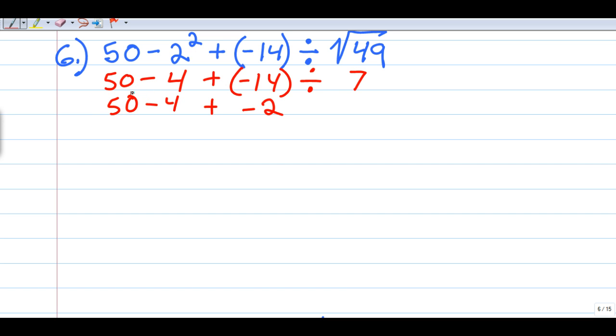Carrying on, now we're ready for the final step 4, addition, subtraction, left to right. We have a 50 minus a 4, giving us 46, carrying down the plus negative 2. Now we have 46 plus negative 2 to get 44, our final answer.